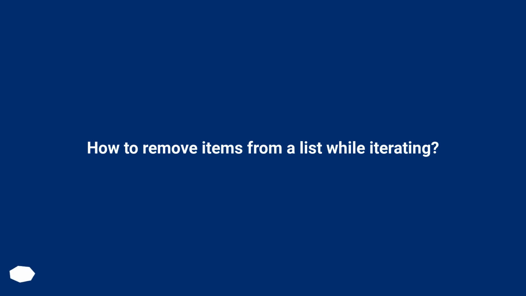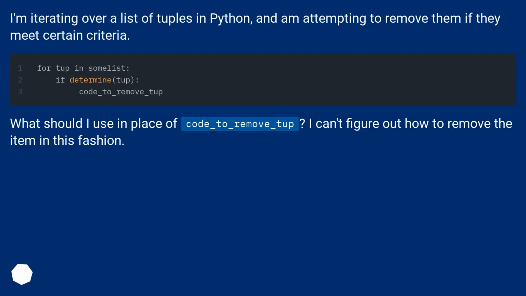How to remove items from a list while iterating. I'm iterating over a list of tuples in Python, and am attempting to remove them if they meet certain criteria. What should I use in place of code to remove tup? I can't figure out how to remove the item in this fashion.